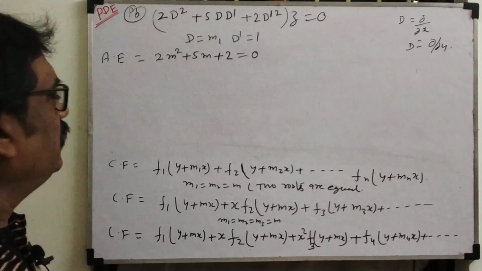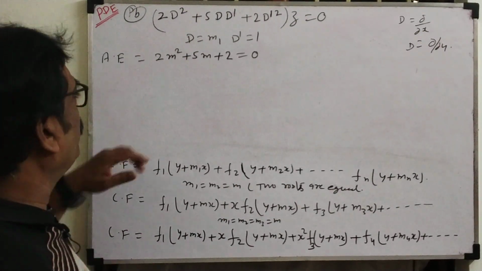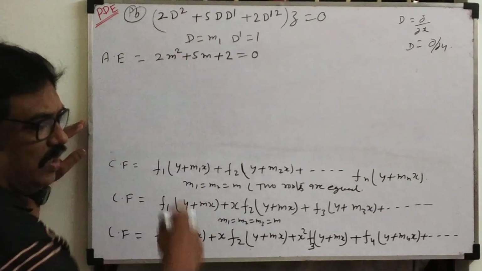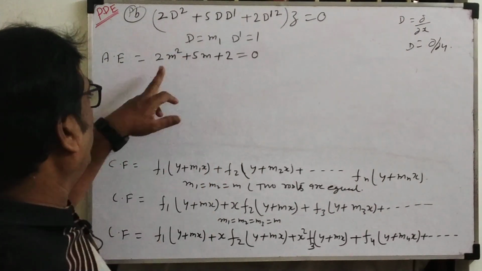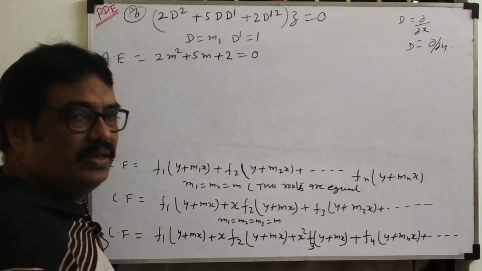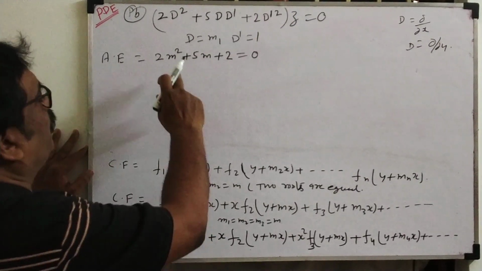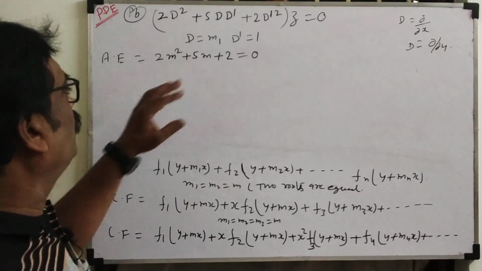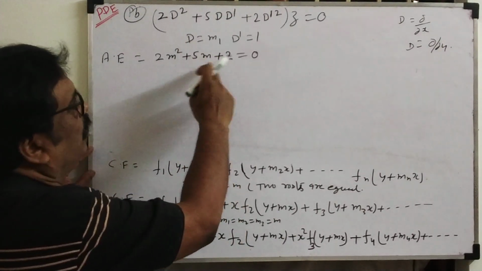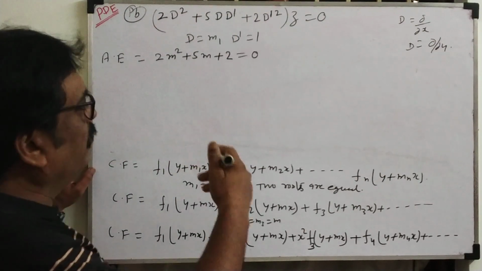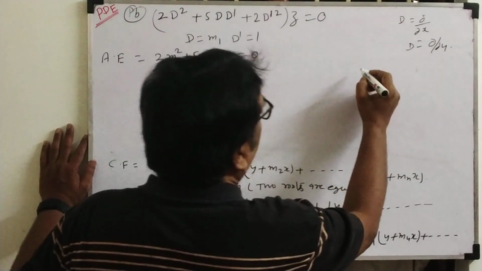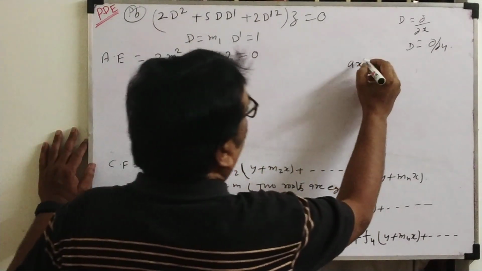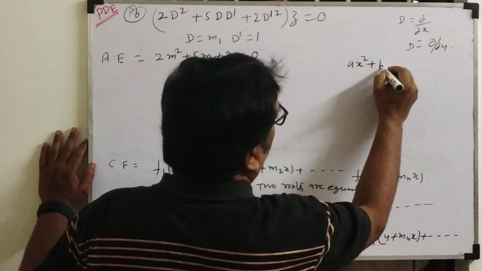Then we have to write the complementary function. How will we write it? I need the roots of this equation. Since it is a second degree equation, two values of m will come. Here I will give a general format to get the roots. In some problems you can find them by factoring, but I am going to give one general method for any type of second degree equation, using the quadratic formula.